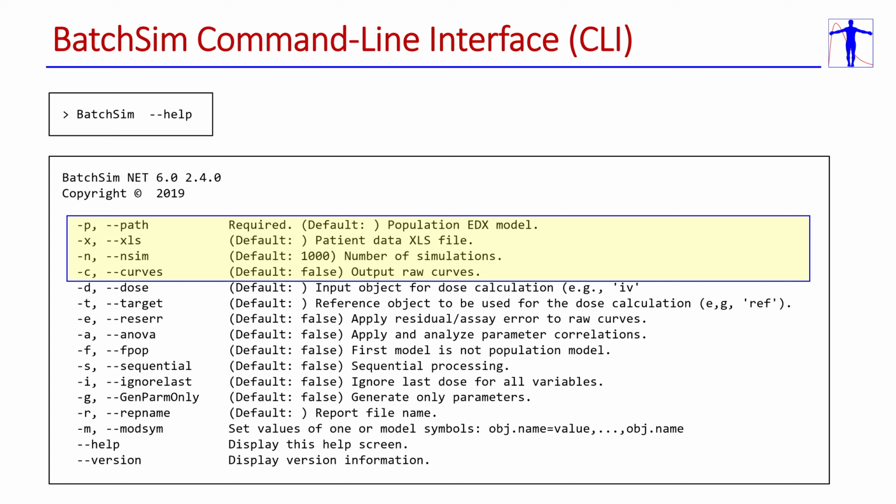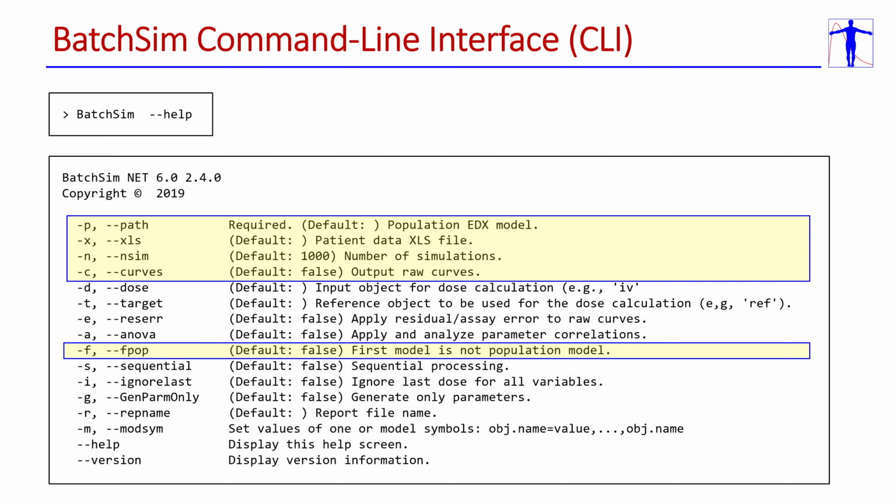Input files are specified using the P and X options. Use the P option to point to the EdSim model file. Use the X option to point to the patient Excel file. Use the N option to specify the number of simulations. This is equivalent to the number of patients. The default value is set to 1000 simulations. Use the C option to generate time series for all variables that were labeled with the sim tag.